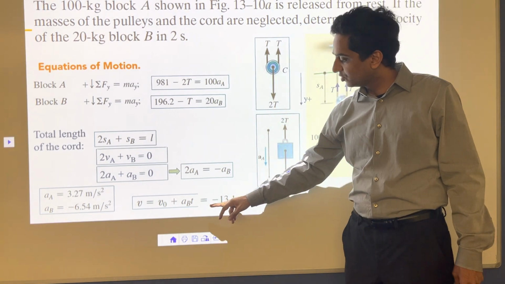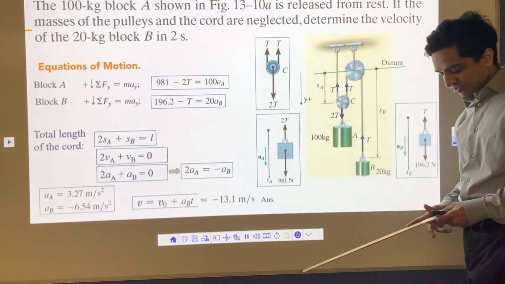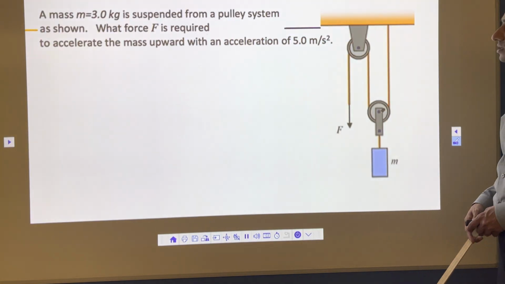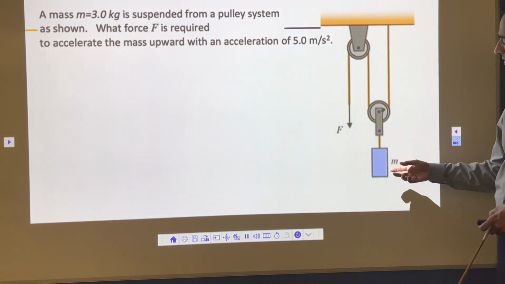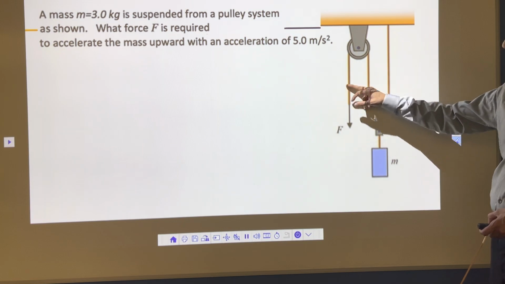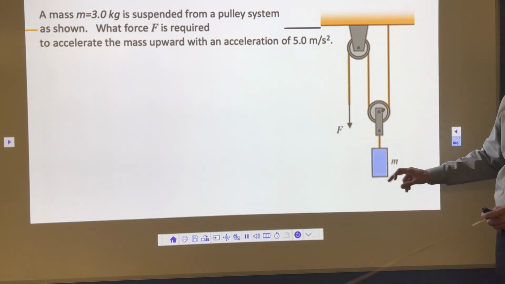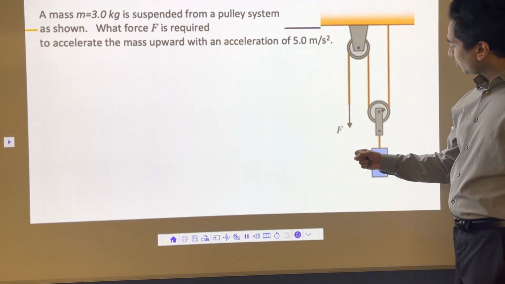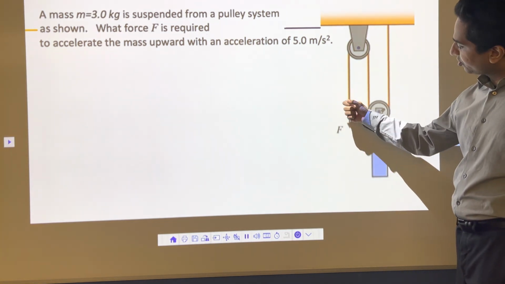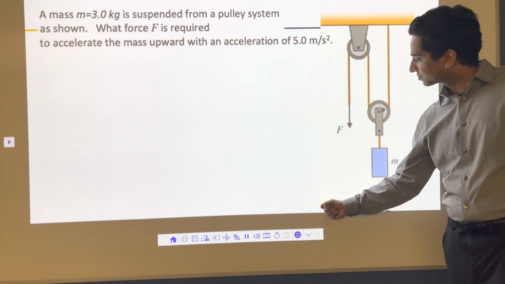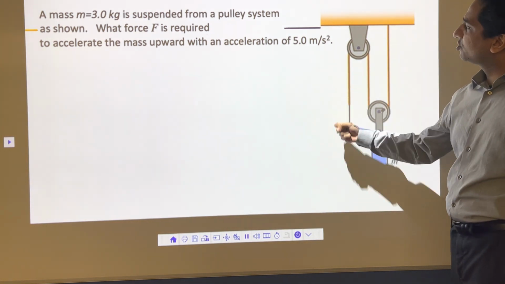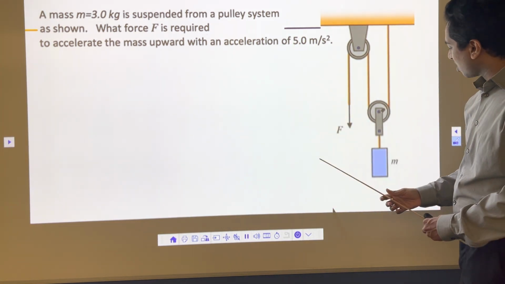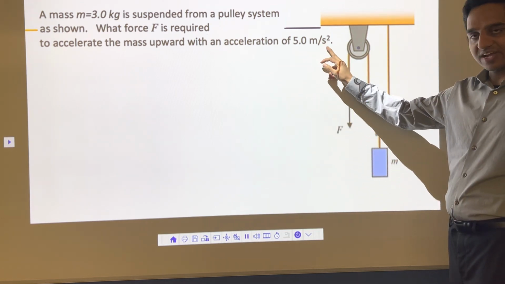That is also fine. So minus 13.1, that's the answer here for velocity. Let's do another problem. Now in this problem, what's happening is that we have one pulley, one weight that is 3 kilogram, suspended. What's going to happen is that you are going to stand here and start pulling this rope. And the way you are going to pull is that the acceleration of this block is 5 meter per second square.